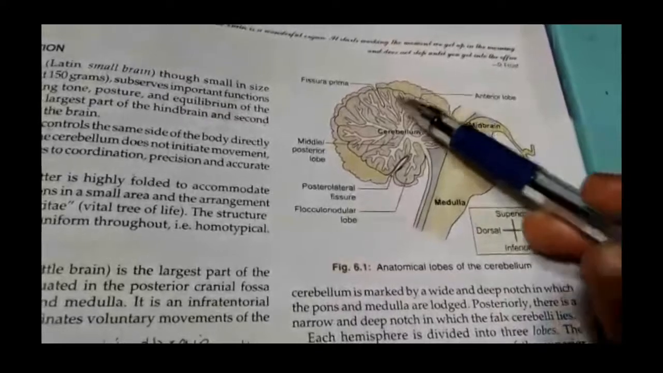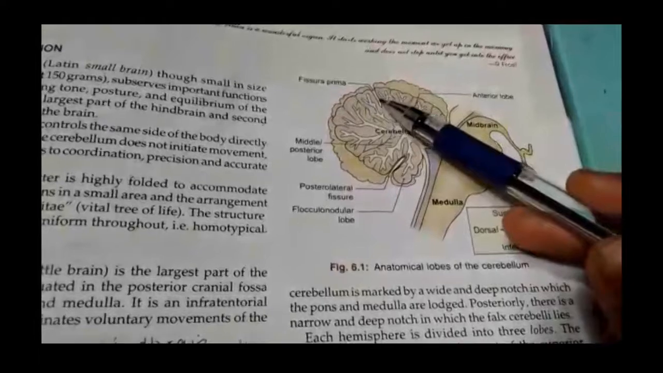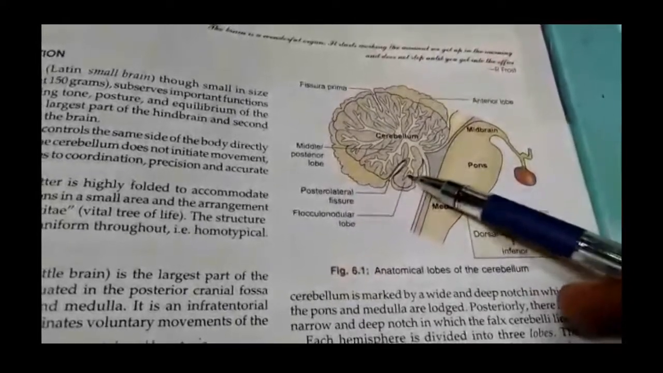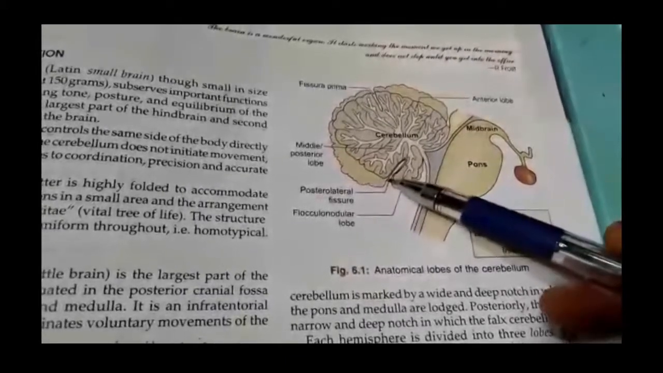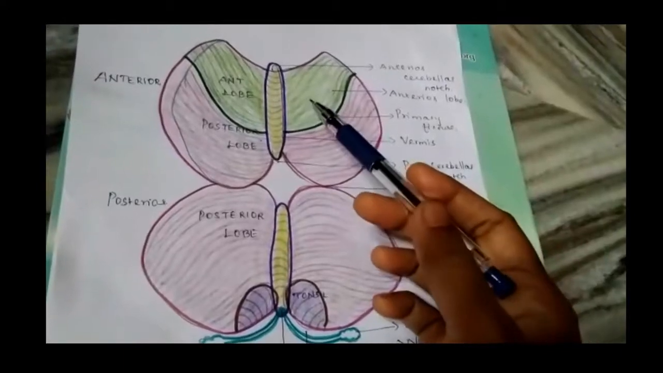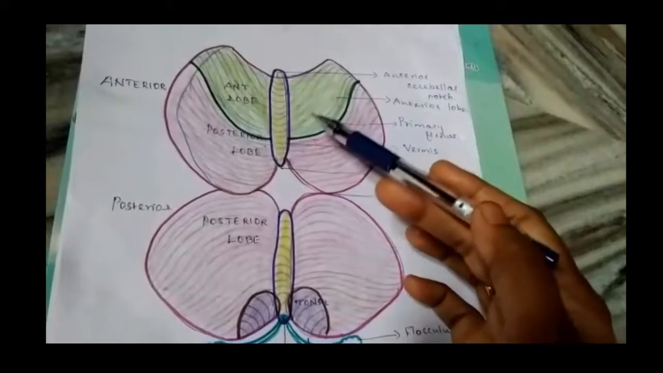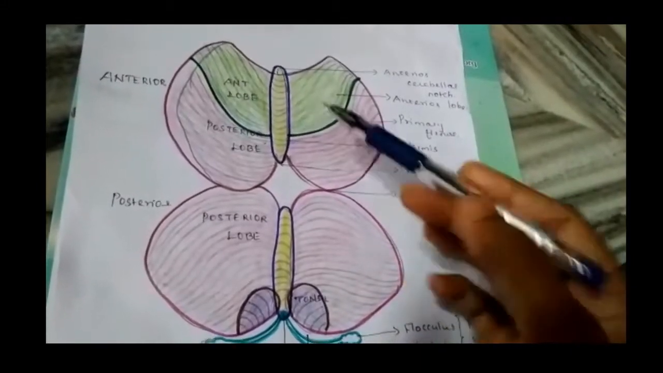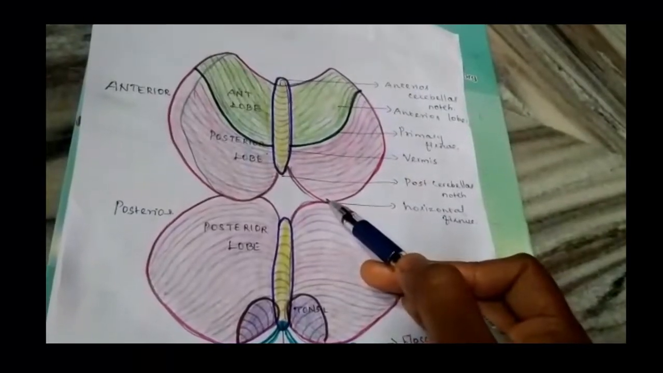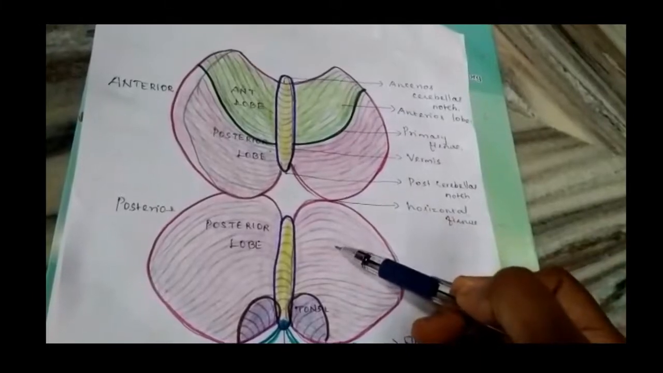The anterior lobe is divided from the posterior lobe by the fissura prima, and the middle lobe is separated from the flocculonodular lobe by the posterolateral fissure. Now look at this diagram. The cerebellum is divided into numerous small parts by fissures. The first fissure is the horizontal fissure. Here is the horizontal fissure, which separates the superior surface from the inferior surface.